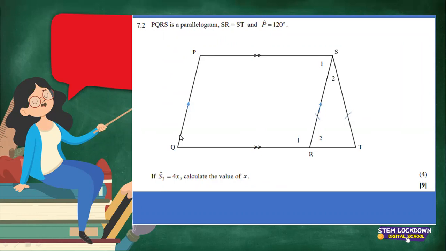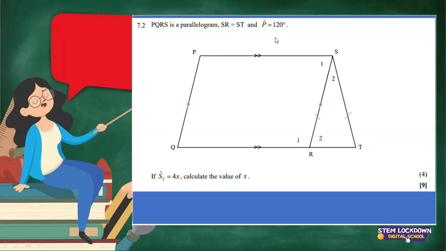PQRS is a parallelogram. The whole thing is a trapezium. PQRT is a trapezium. PQST is a trapezium, but PQRX is the parallelogram part. We already said a parallelogram must have two sides that are parallel and equal. So PX equals QR, and PQ equals SR. So they are equal and parallel. So this here is the parallelogram part.